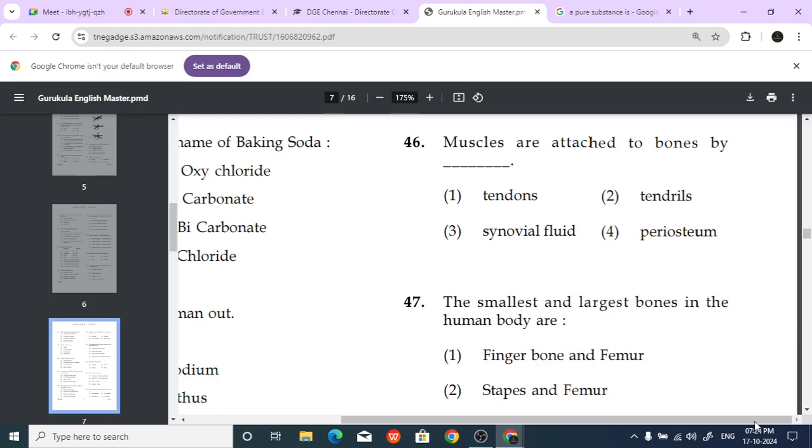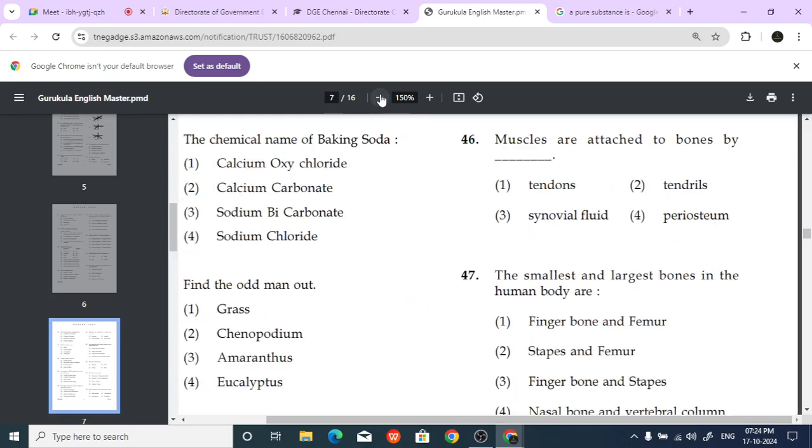Yeah, read this 46th question. Muscles are attached to bones by option 1, tendons; option 2, tendrils; option 3, synovial fluid; option 4, periosteum. This is actually biology. So what is the answer? The tendons, sir. Tendons is the right answer. Yes, correct. Very good. Go to next.